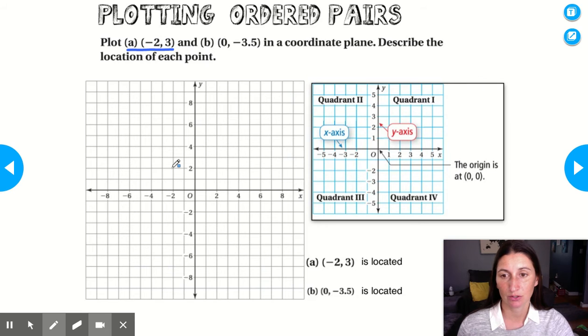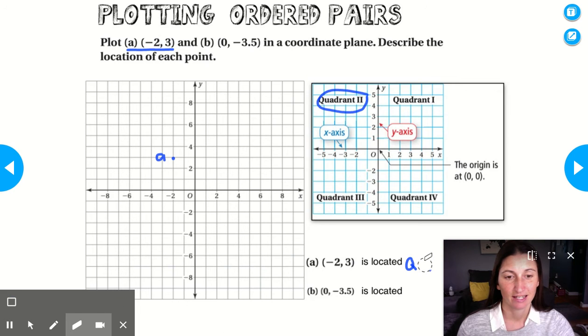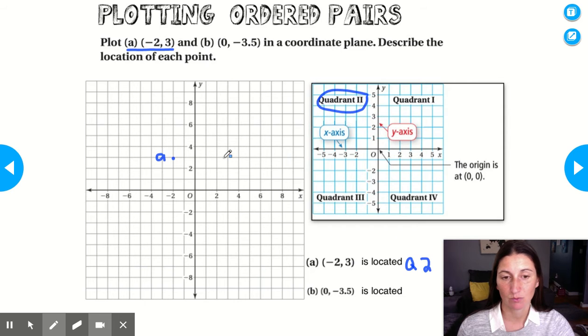Well, here's 2. There's no 3, but the number after this blank line is 4. So my 3 is here. I'm going to plot this and then label it as A. So now, if I were to talk about the location, I would say A, (-2, 3), is located in quadrant 2, right? So I'm just going to put Q2 for short because we don't have a lot of space here. That's my Roman numeral 2. Doesn't look that nice.